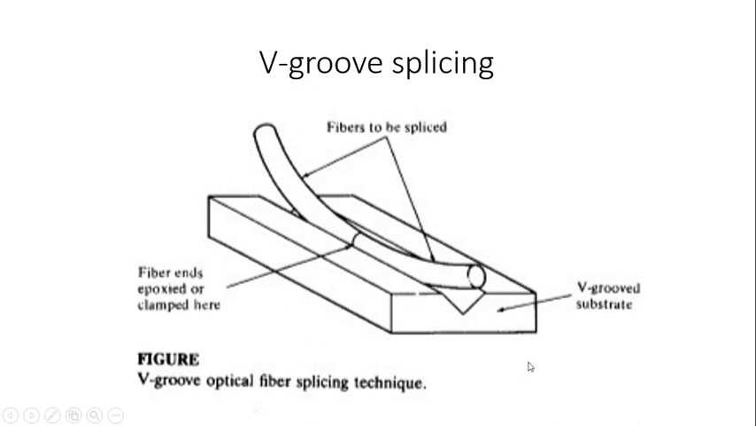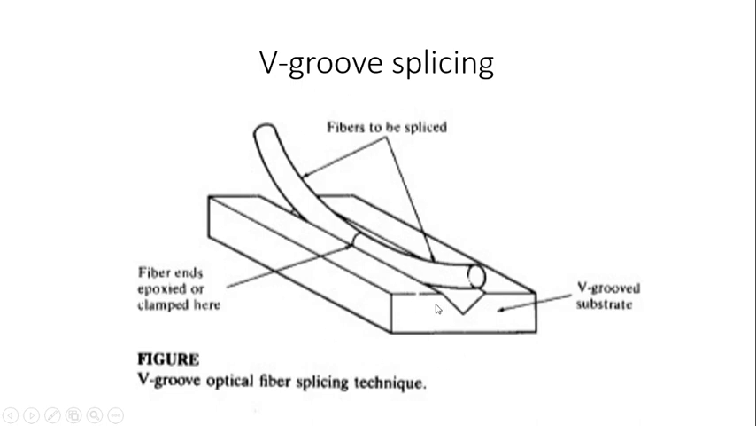Here in the figure, this is one fiber end and this is the second fiber end. The end faces are neatly aligned here, the fibers to be spliced. This part is the V-groove substrate, and the fiber ends are clamped here.